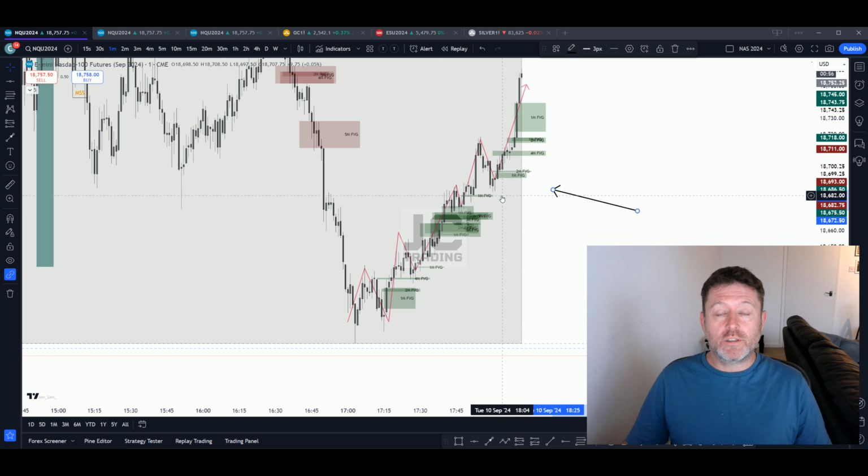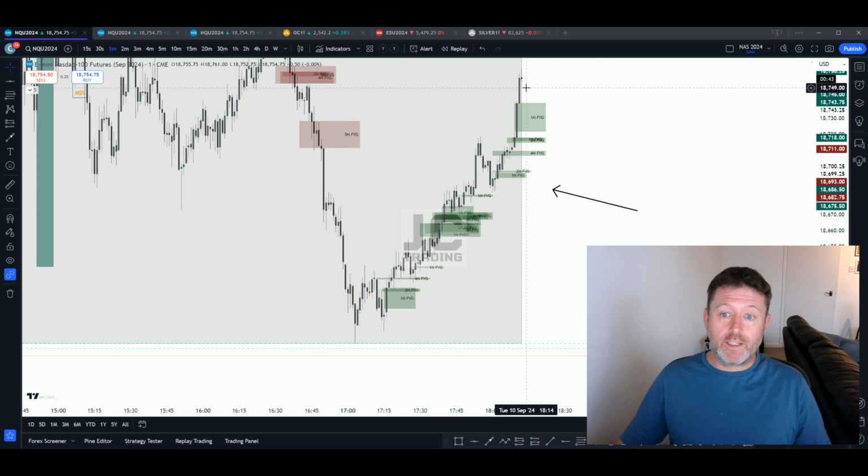So we need a sweep of liquidity. Liquidity is stop losses, as I said. You've got to think about the markets through the eyes of average Joe. Average Joe is in an uptrend. Average Joe is going to buy where the stop loss is going to go, underneath the higher lows. That's where the liquidity is going to be.